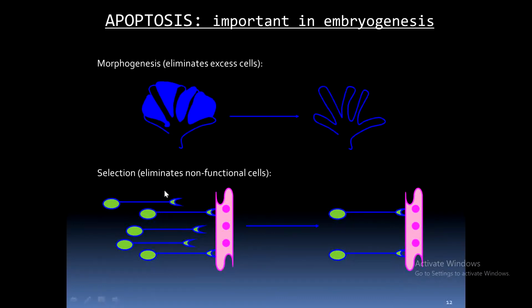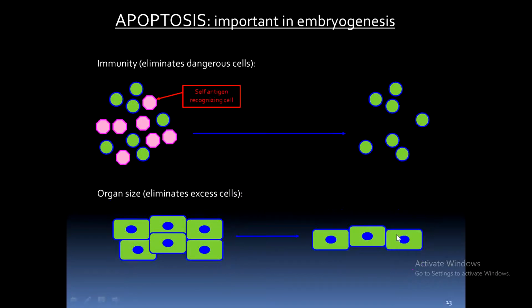Then elimination of the non-functioning cells. As you know, there are lots of cells which the body is going to recognize as non-functioning cells, so they should be eliminated. This is going to happen by the process of apoptosis.